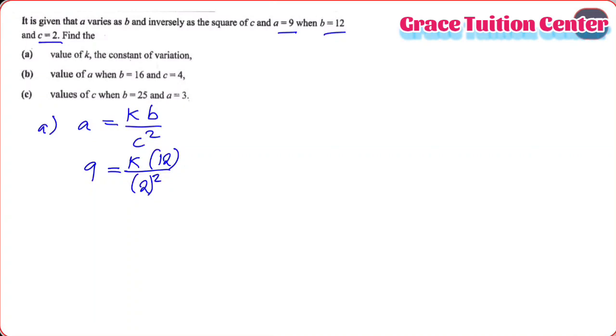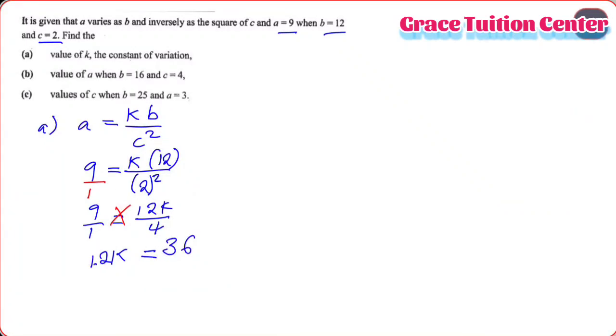To simplify this, we are going to make this a fraction, because we have a fraction on the other side there. This makes it easy to solve for K. So we have 9 over 1 equals 12K over 4. To get our value of K, we cross multiply. So we have 1 times 12K, which is just 12K, is equal to 9 times 4, which gives us 36.